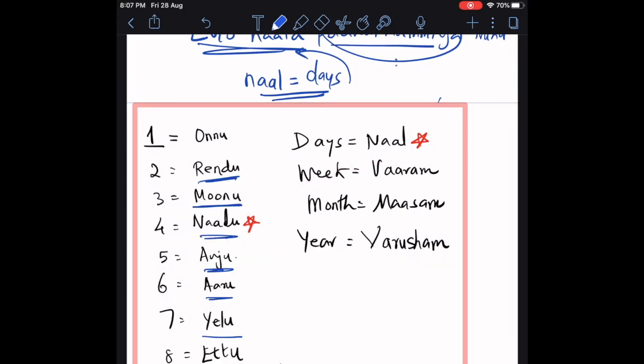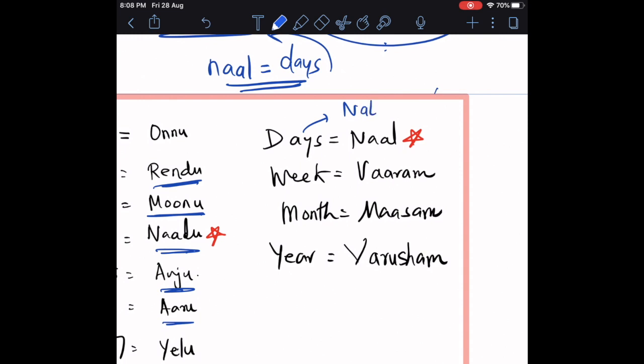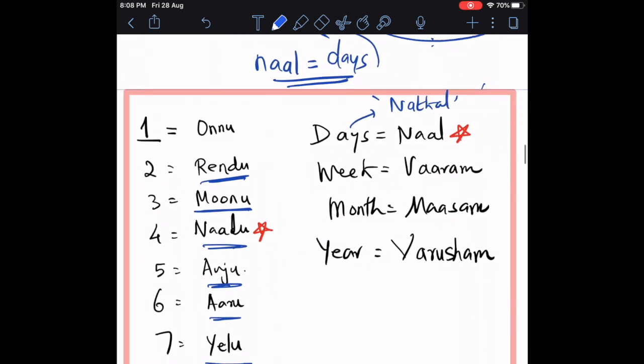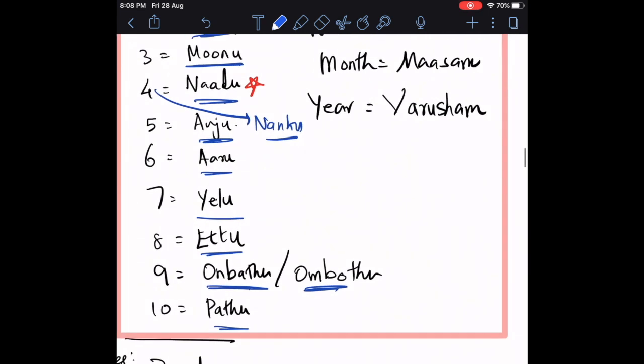Okay, in fact, when I mean nalu, when I mean naal, these are not the actual way to tell, because these are colloquial terms. These are colloquial vocabulary. Actually, days should be called as natkal, and 4 should be called as nangu. But when we actually speak in a casual speech, nalu is 4, naal is days. Okay, just know this. So patient will say, எவ்வளவு நாளா பார்வை கம்மியா இருக்கு? 4 நாளா பார்வை கம்மியா இருக்கு. Okay, so it will be like 4 days.